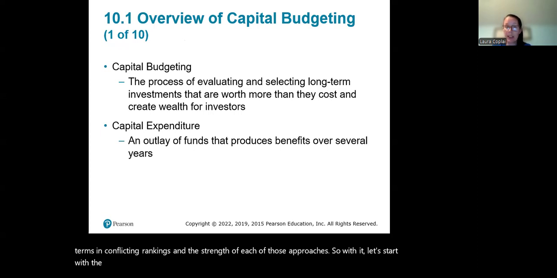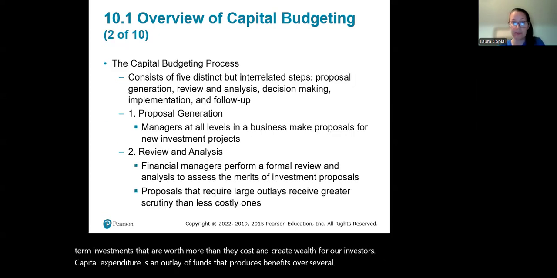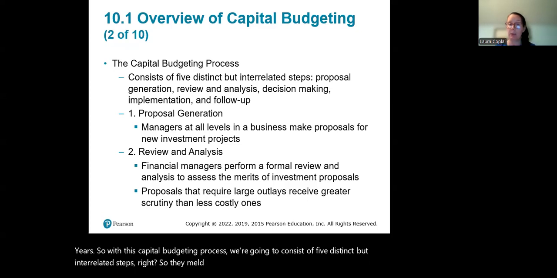So capital budgeting is the process of evaluating and selecting long-term investments that are worth more than they cost and create wealth for our investors. Capital expenditure is an outlay of funds that produces benefits over several years. The capital budgeting process consists of 5 distinct but interrelated steps, right? They meld together: proposal generation, review and analysis, decision making, implementation, and then following up.